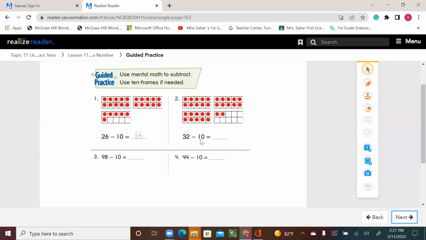Okay, let's go for 32. Take away 10. 32, that means 10, 20, 30, and 2 ones. Take away 10, that means I'm moving 1 ten away. That leaves me with 10, 20, and 2 ones, 22.